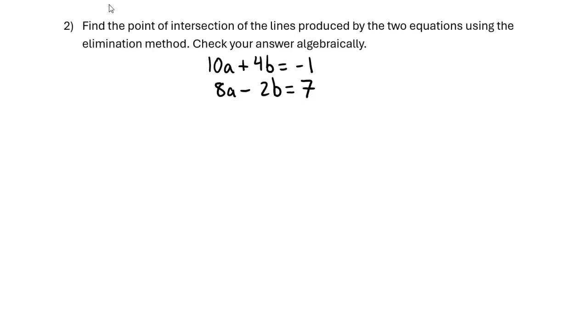Now we look at the elimination situation. It says find the point of intersection using the elimination method. We have two equations, and you'll notice that none of the coefficients are the same. We want one of the coefficients to cancel when we either add or subtract the two equations.